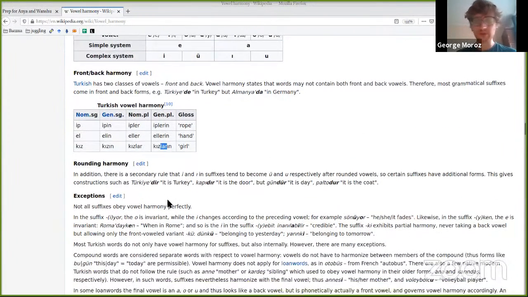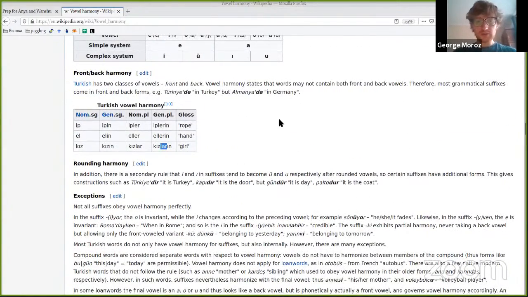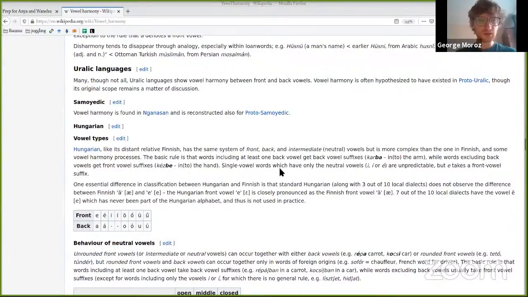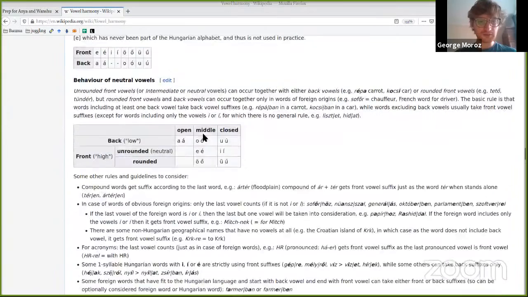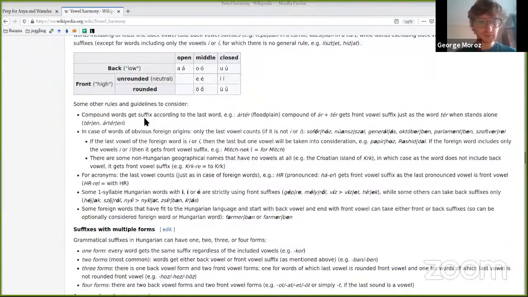So here is another example. They also have a round harmony, but maybe it's not so important now. And probably there are some examples from other languages. Hungarian.